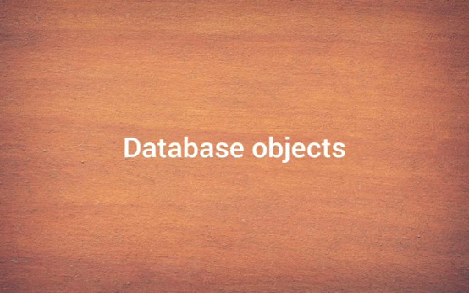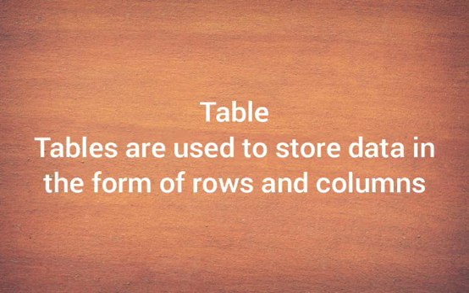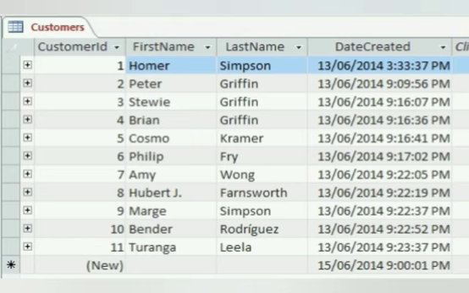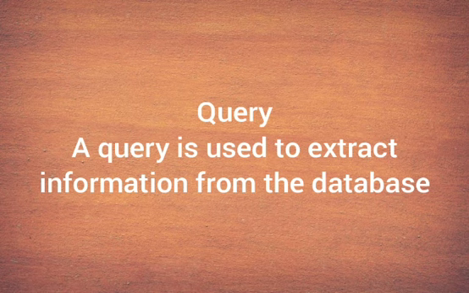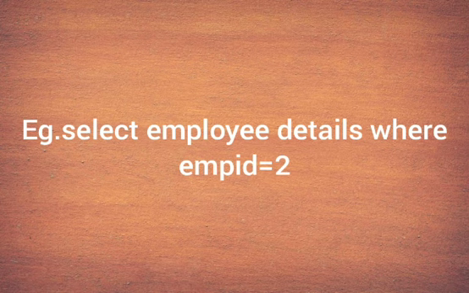Database objects. Various objects can be created in MS Access. Let us discuss some of it. Table. Tables are used to store data in the form of rows and columns. Query. A query is used to extract information from the database. For example, select employee details where employee ID equal to 2.